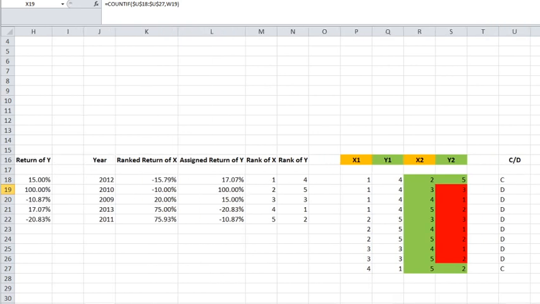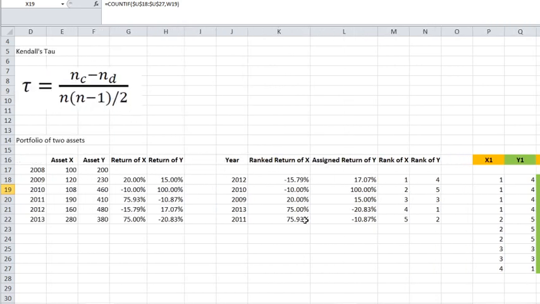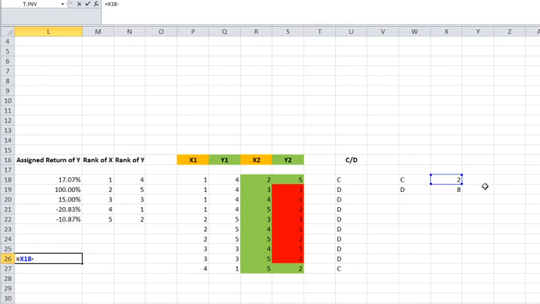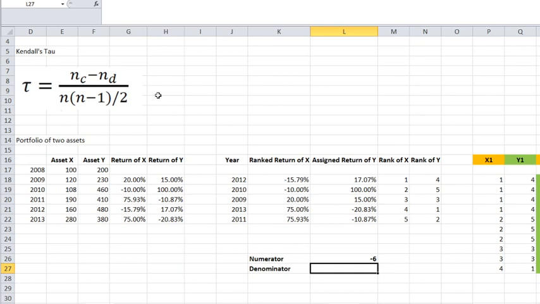So let's go back to our formula, and let me mark my numerator and my denominator separately, and let me compute them separately. So the numerator is the number of concordant pairs minus the number of discordant pairs. We know that there are 2 concordant pairs minus the 8 discordant pairs. My numerator is -6. My denominator is the total number of pairs. We already know that's 5 choose 2, or that's 10, but nevertheless, let me recalculate it.